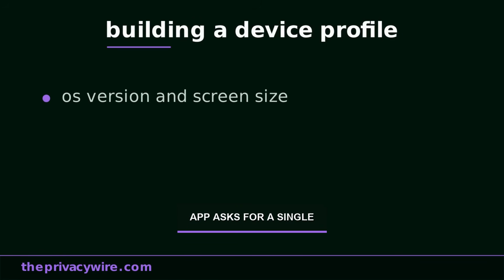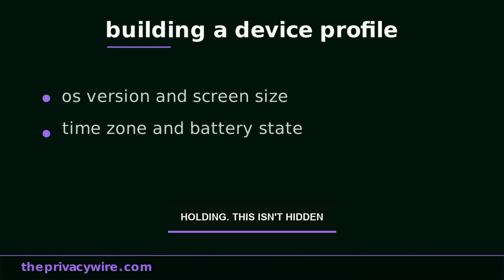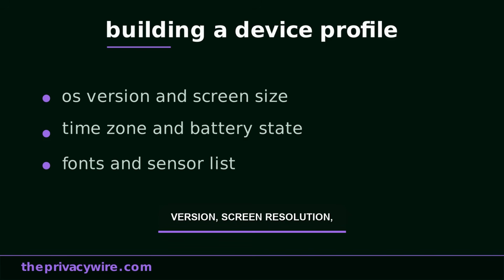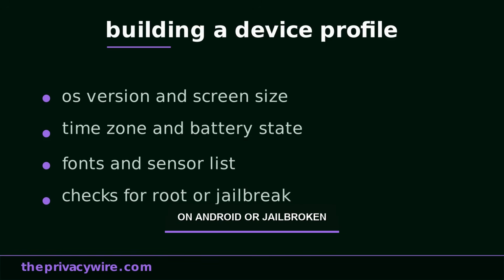Before your banking app asks for a single permission, it's already quietly building a profile of the device you're holding. This isn't hidden or exotic, it's standard mobile engineering. It looks at your OS version, screen resolution, time zone, battery state, the fonts on your phone, the sensors available, and whether the device shows any sign of being rooted on Android or jailbroken on iOS.